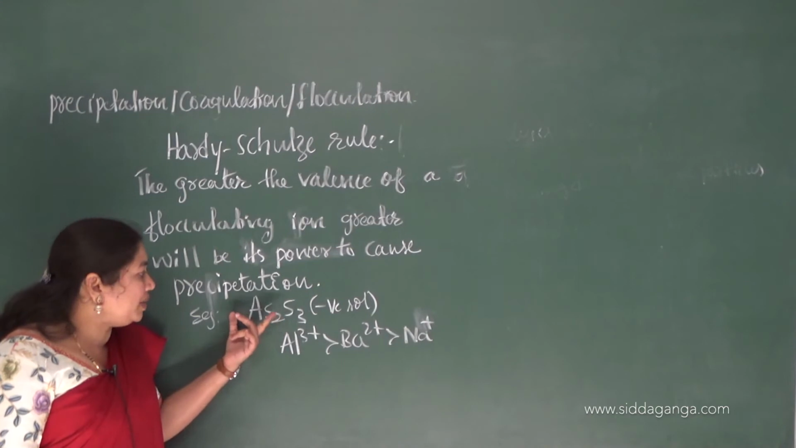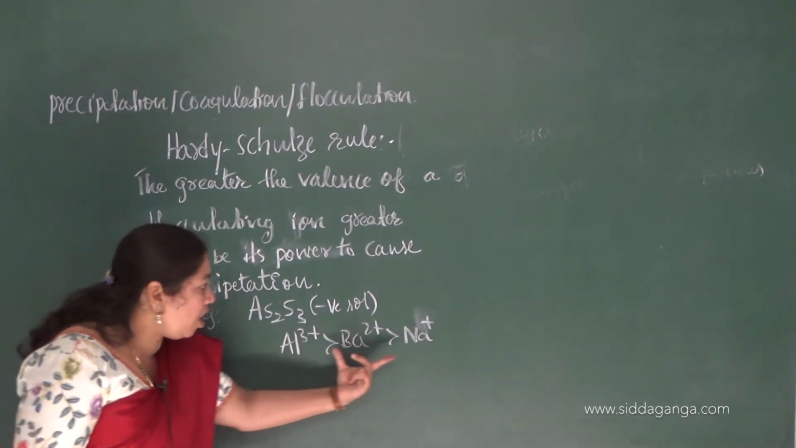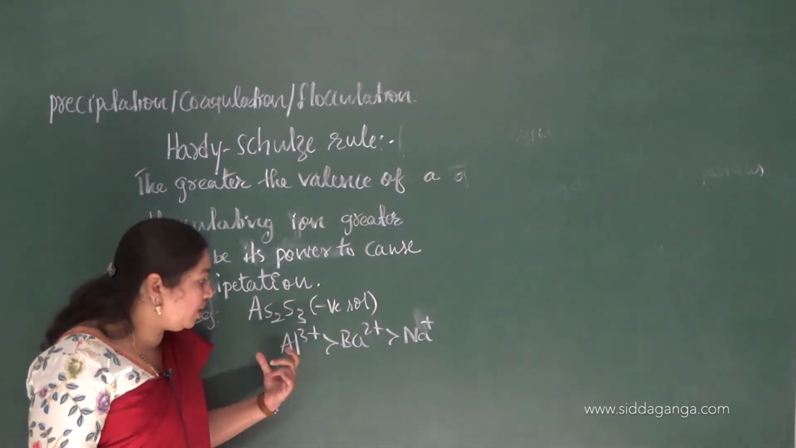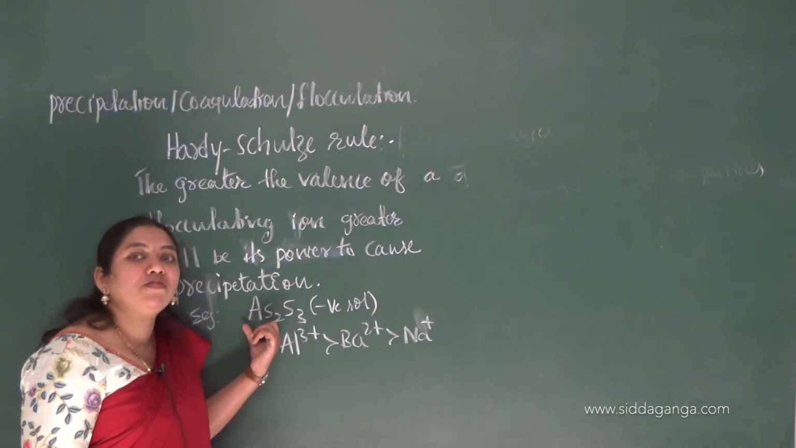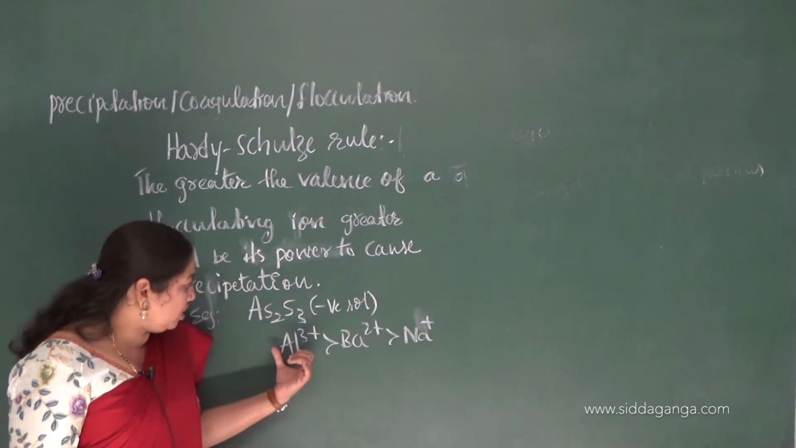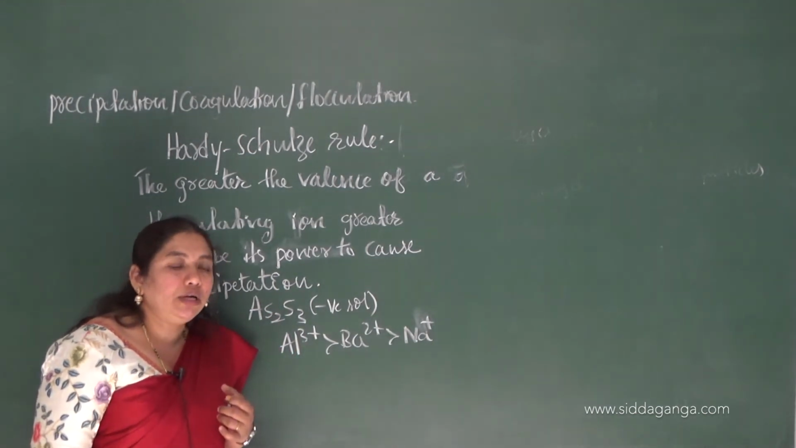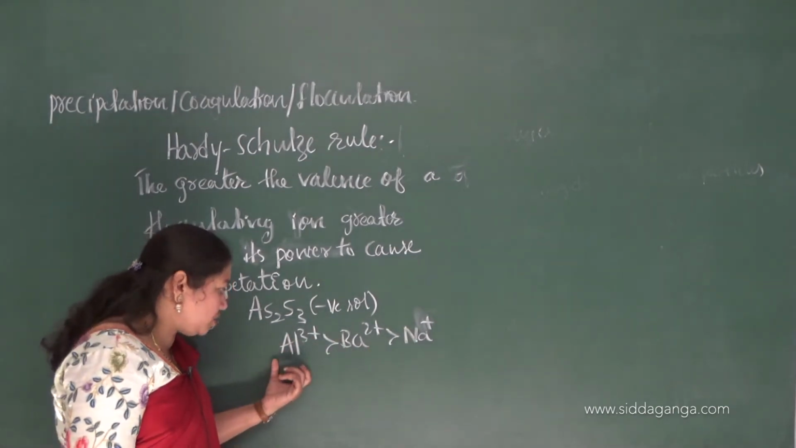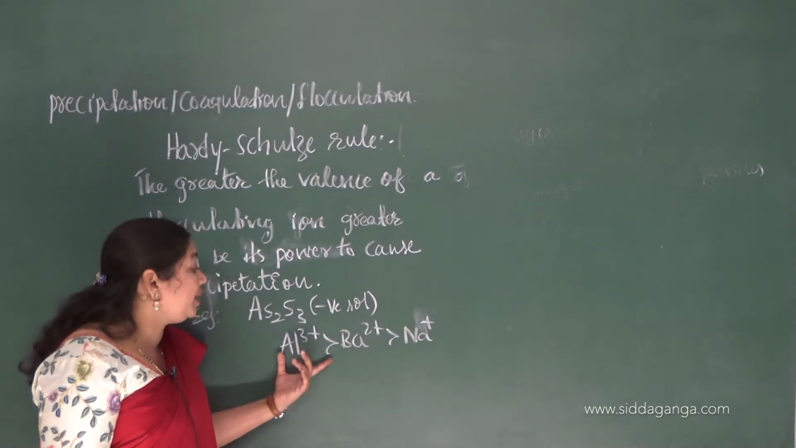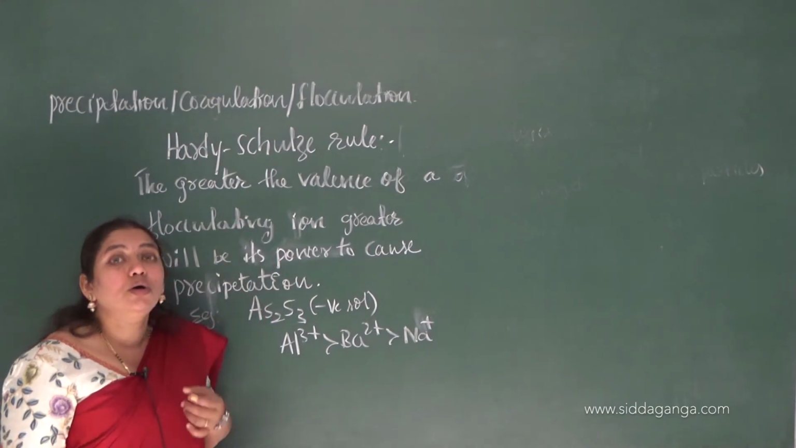So it will be precipitated by using these flocculating ions. This is the order. So which will come first in the race? Al3+. It will cause the precipitation of this arsenic sulfide more easily compared to these two. And if it is required in smaller quantity also, it will cause the precipitation. Whether it is in larger quantity or smaller quantity, it will cause precipitation easily. So that is nothing but Al3+, that is according to the rule.